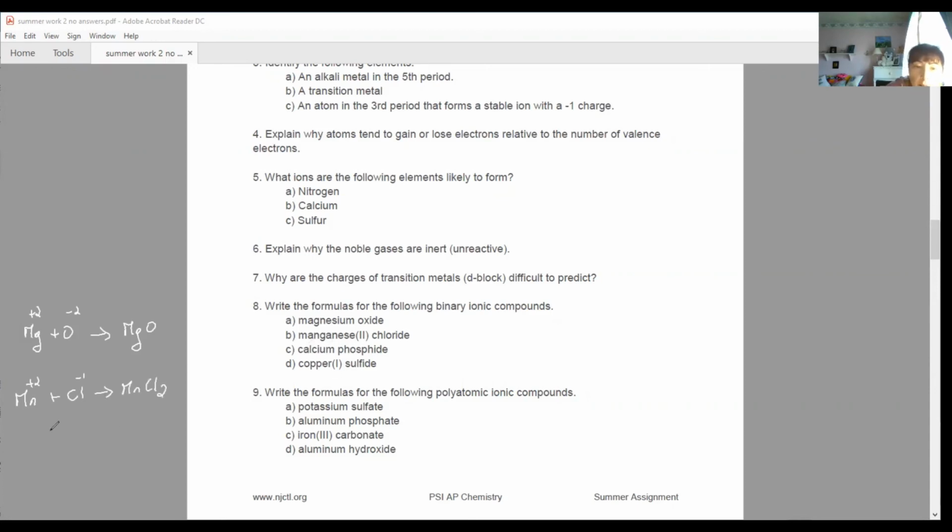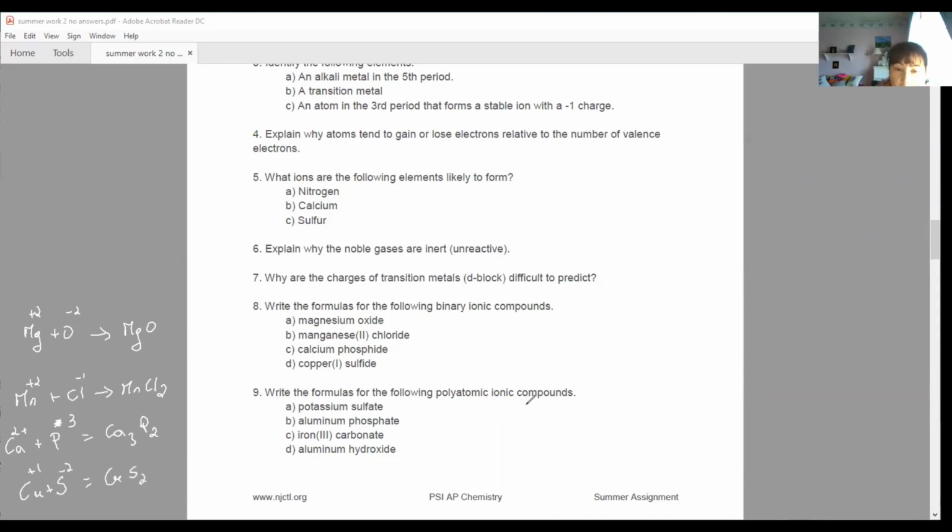Then you have calcium phosphide. Calcium comes with a charge of 2+, and phosphide is -3. So you have calcium 3 and phosphorus 2. And then copper 1 sulfide. Copper has a charge of 1, sulfur has a charge of -2. So when you put it together, you have 2 coppers and 1 sulfur.